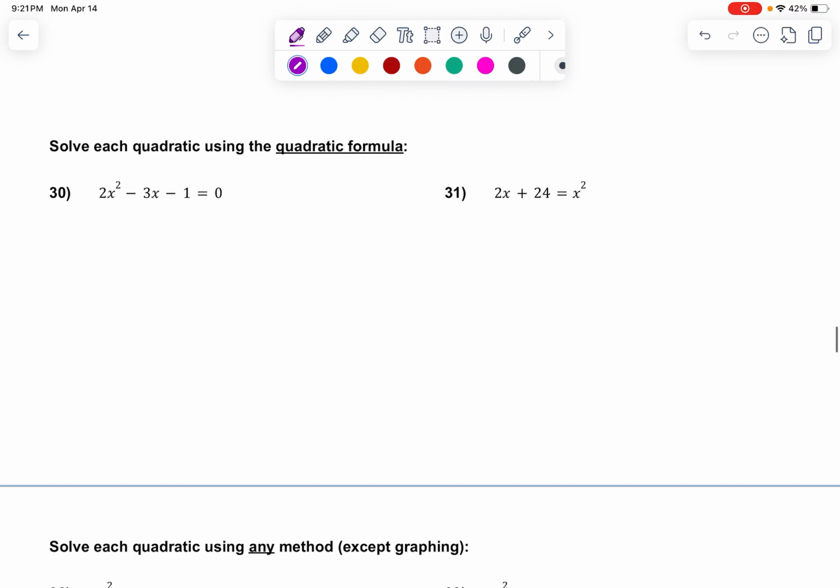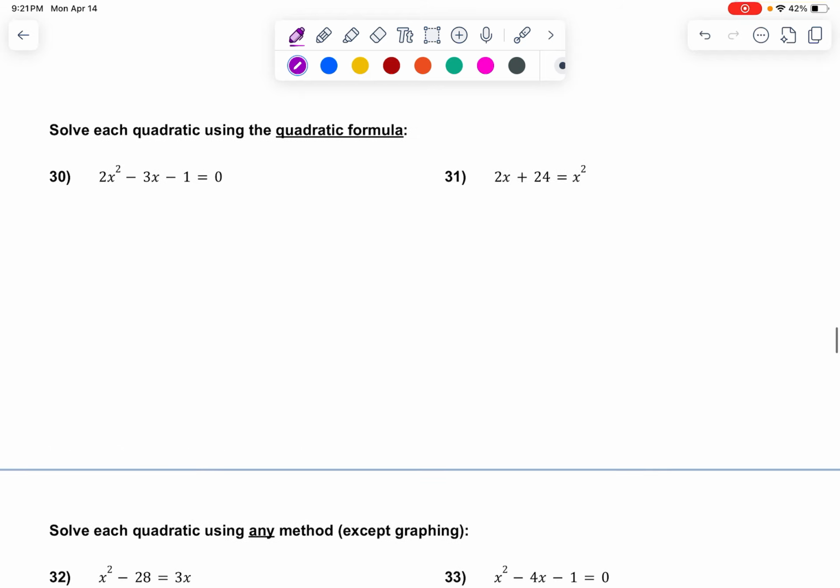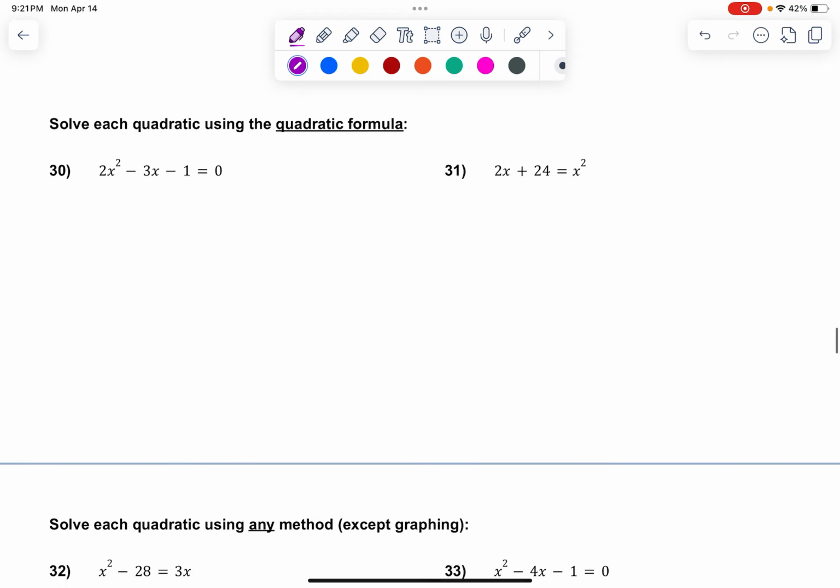I'm actually going to stop here because it's a good breaking point to get to the final third of the review, so we'll pick back up here at number 30.